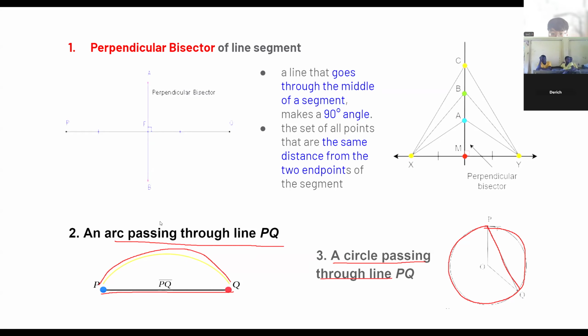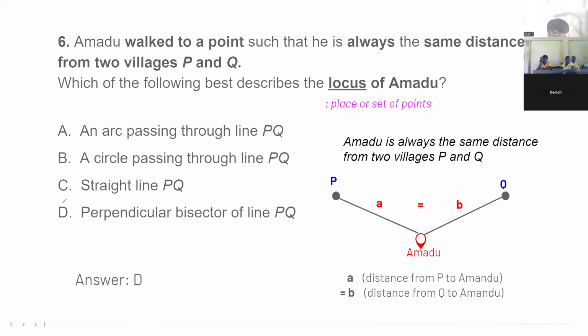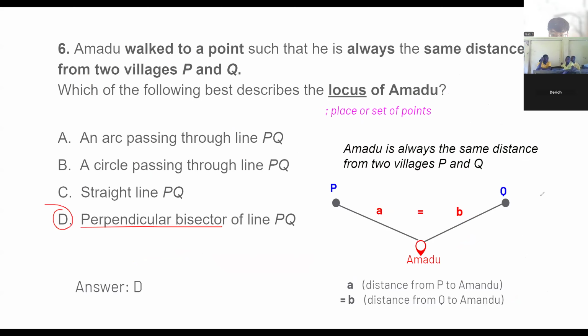So that is why the answer is D for this question, perpendicular bisector. I hope you understand what a perpendicular bisector is. So Adamu is on this perpendicular bisector. A is always equal to B. Okay.